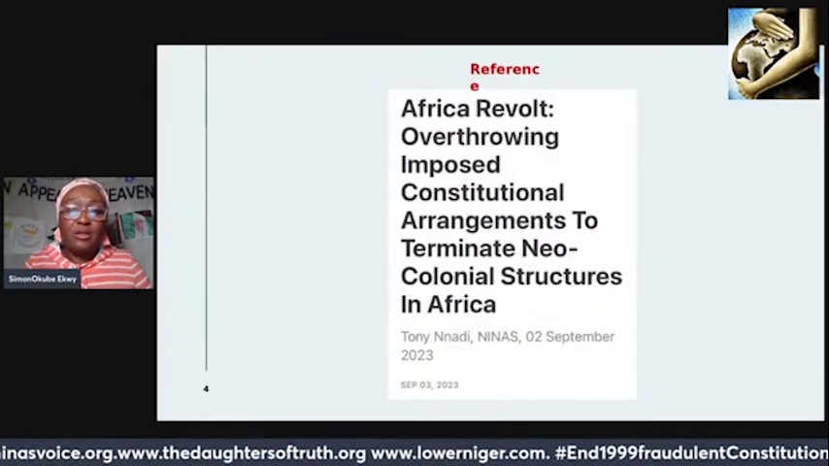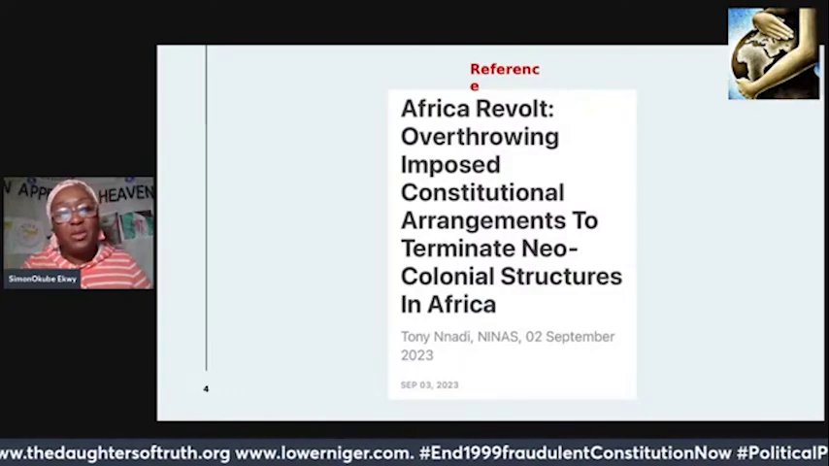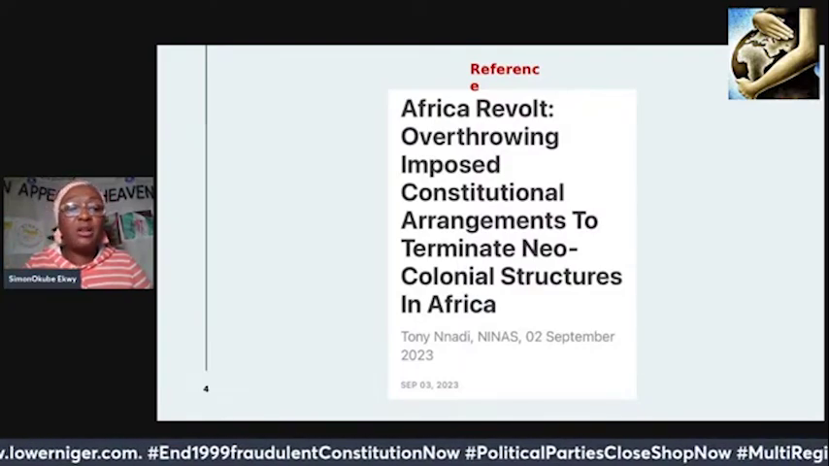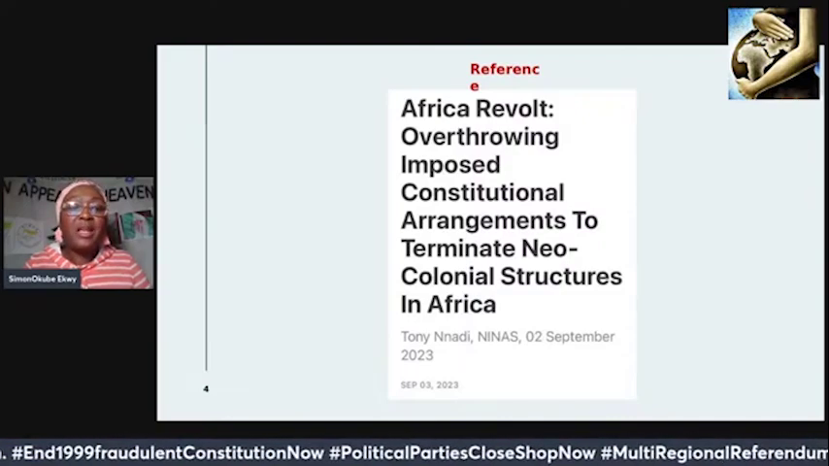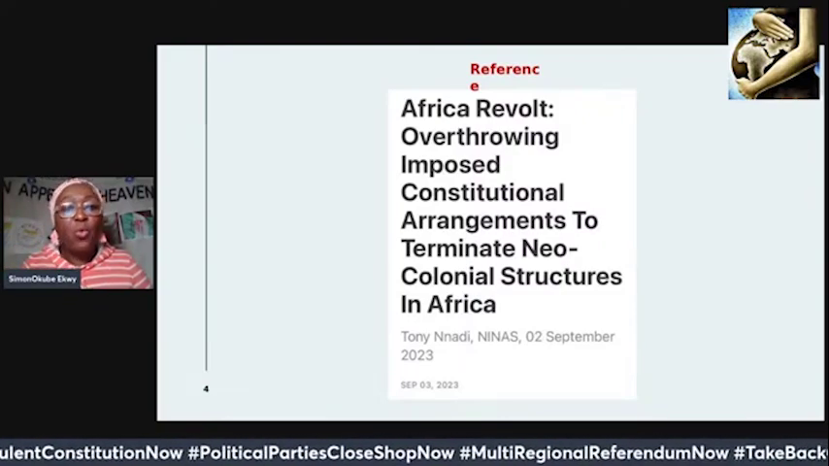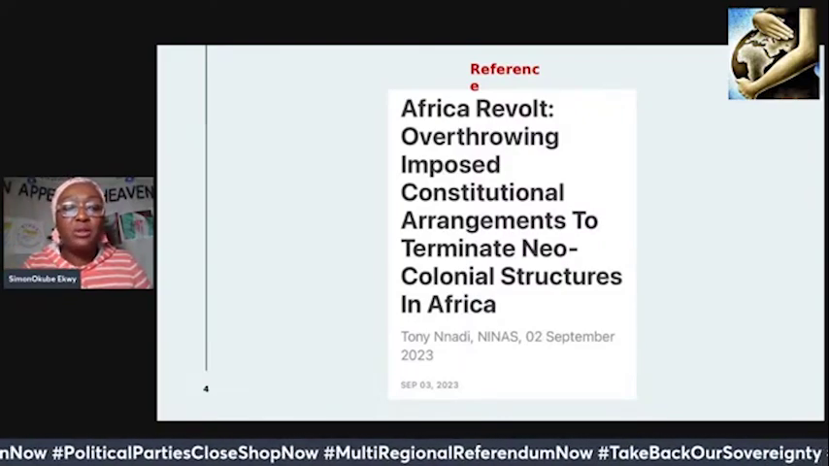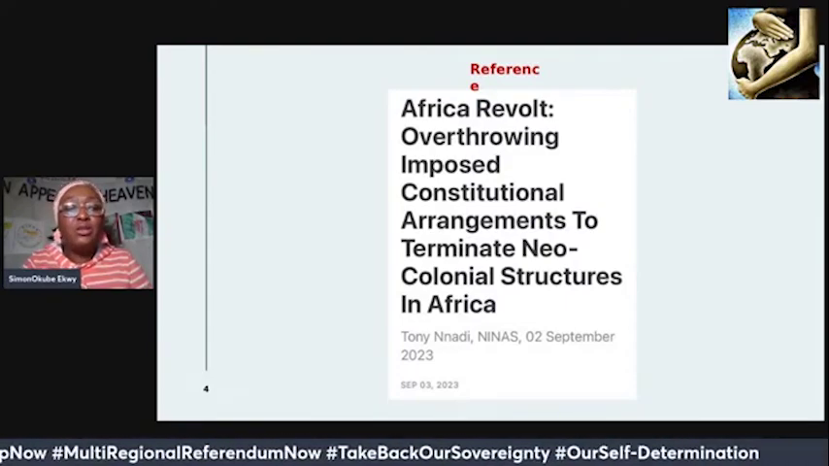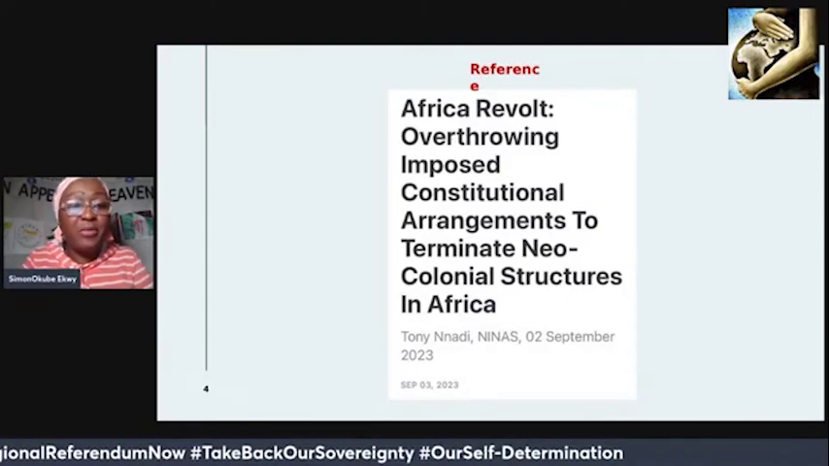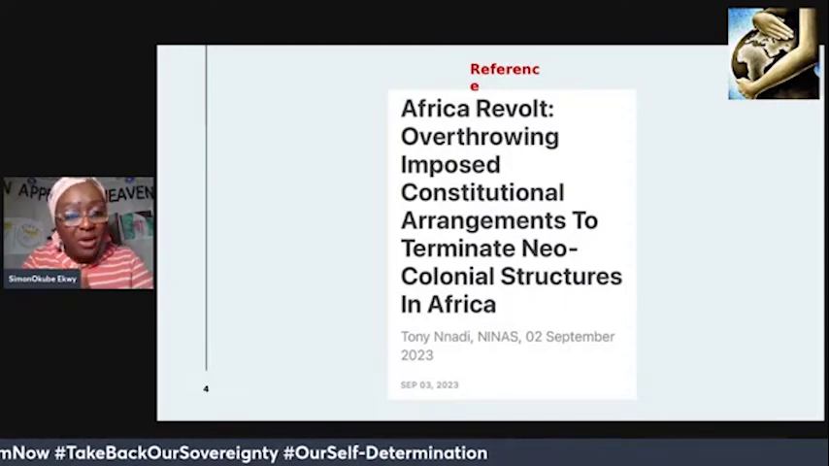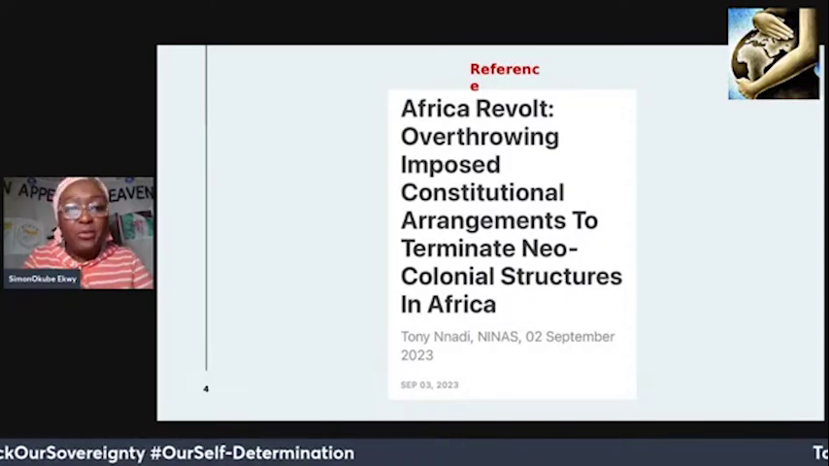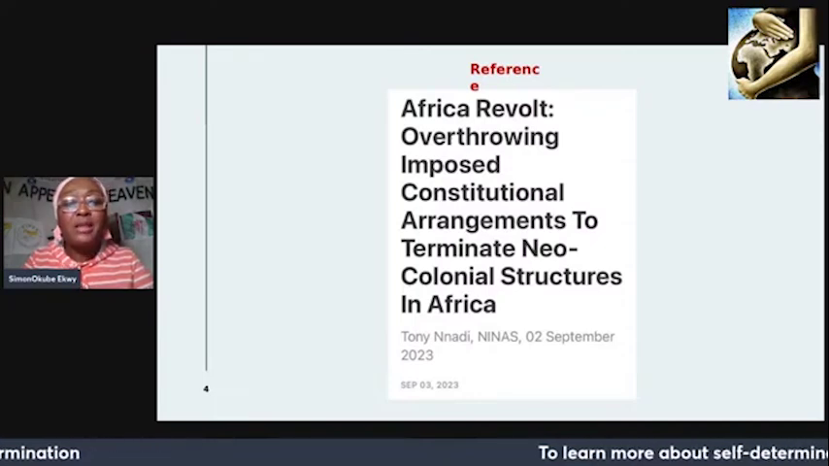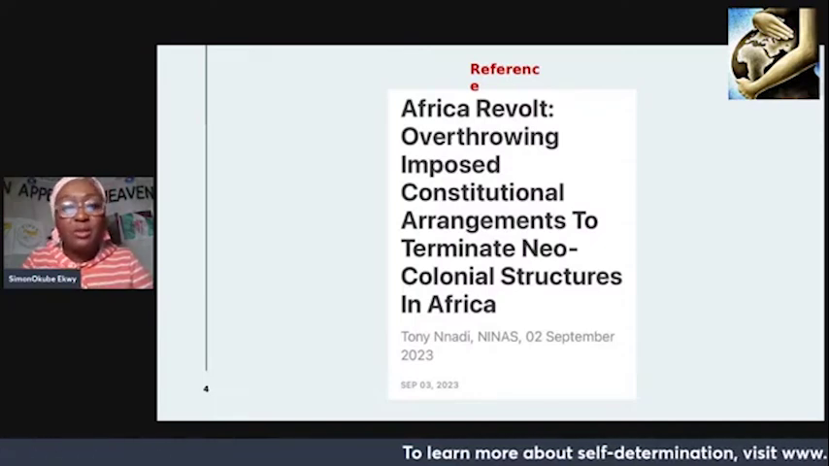The work is referenced on an article written by Tony Nadi on 2nd of September. It said: African revolts, overthrowing imposed constitutional arrangements to terminate neo-colonial structures in Africa.